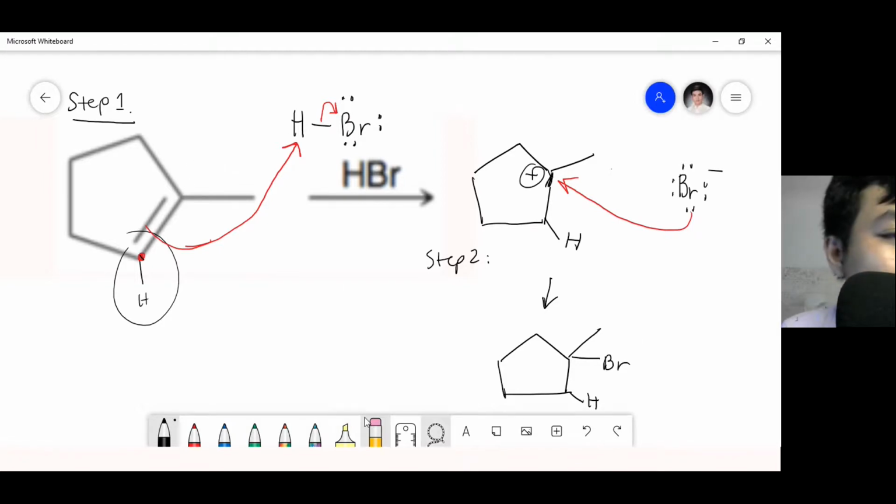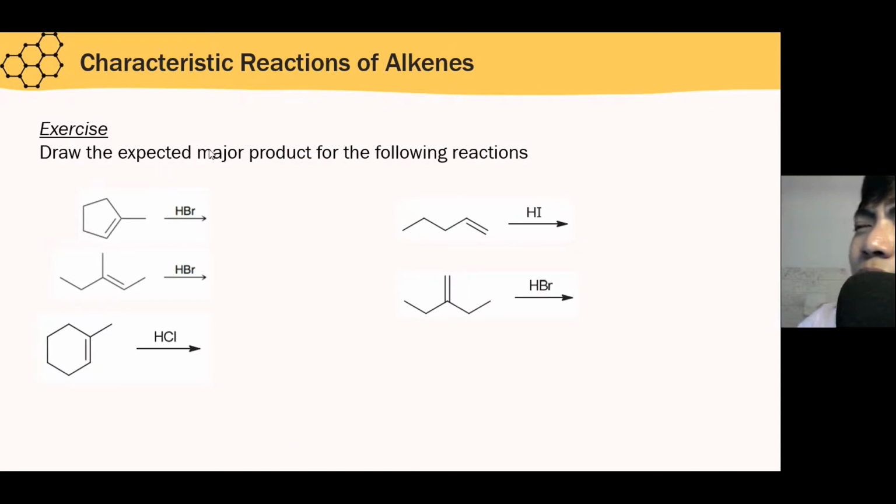Okay, so going back to the PowerPoint, our answer here should be this one. Okay, actually we can hide the hydrogen. Pwede mo na tanggalin yung hydrogen. Automatic na yan. Okay, so that should be our answer.